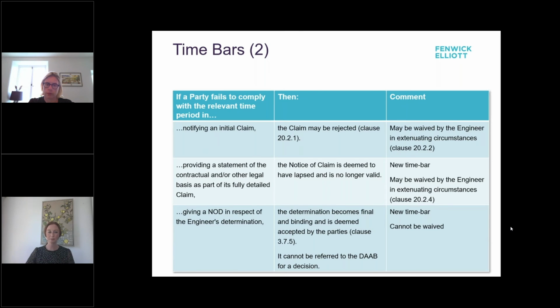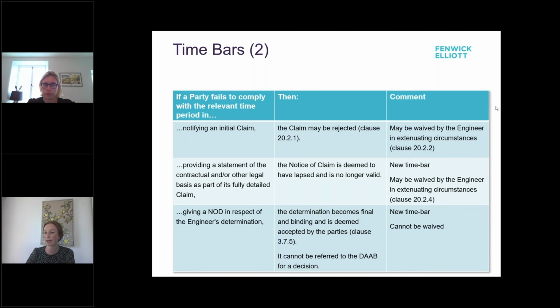So, if the party fails to comply with the relevant time period for notifying an initial claim, this time period should be no later than 28 days after the claiming party becomes aware of the circumstances giving rise to the claim. But if it doesn't notify within those 28 days, the claim may be rejected. I would note that it is open to the engineer to waive the requirement for notification within that time period in extenuating circumstances.